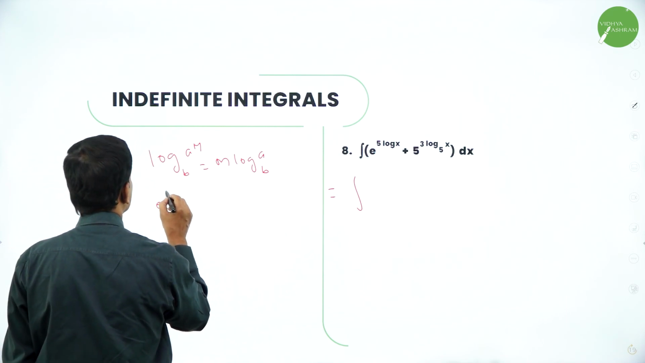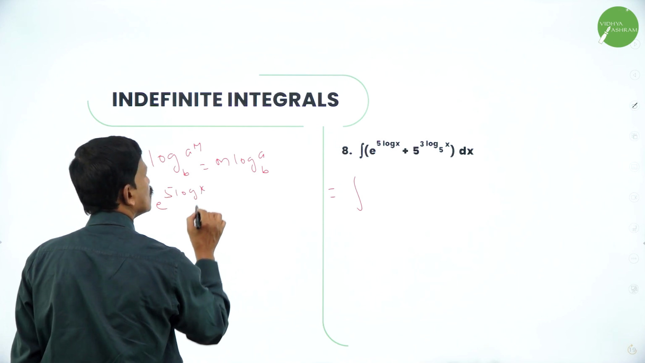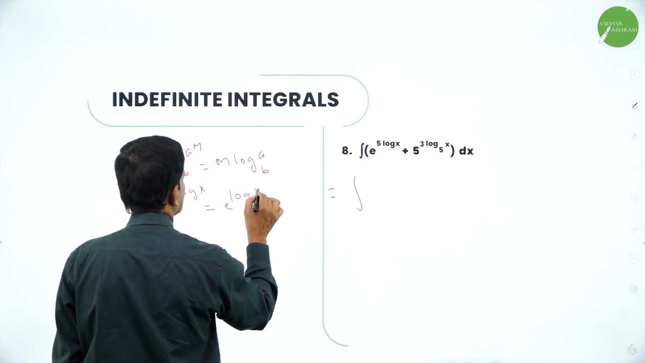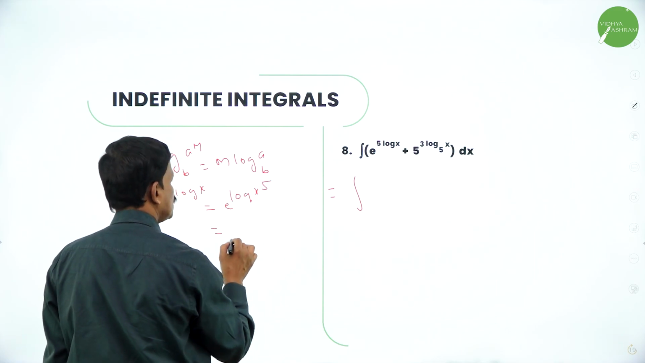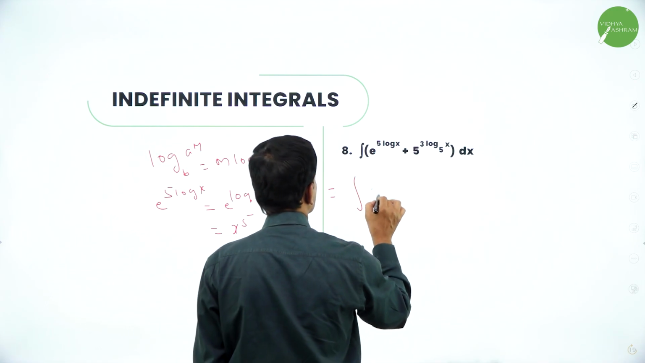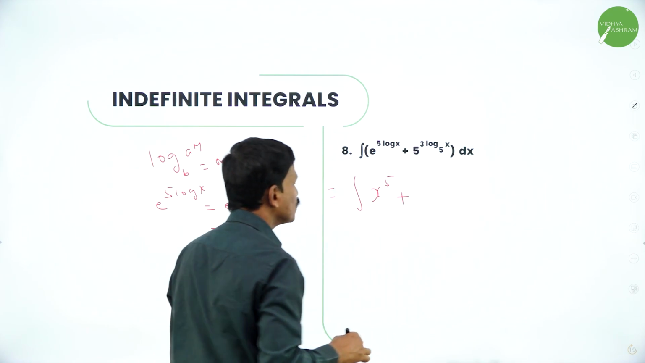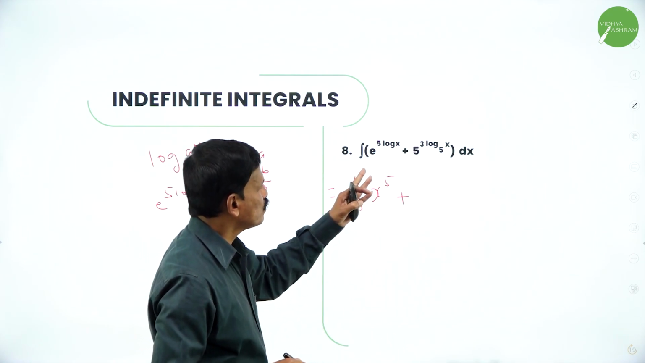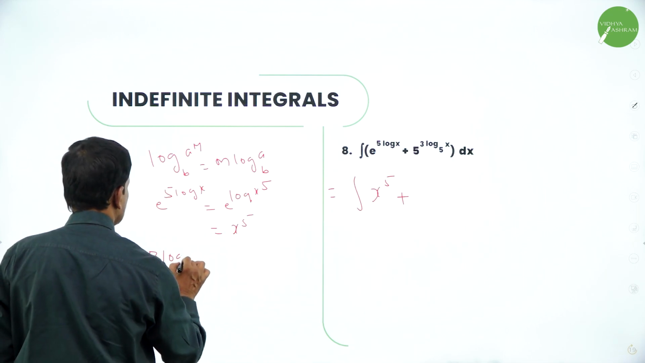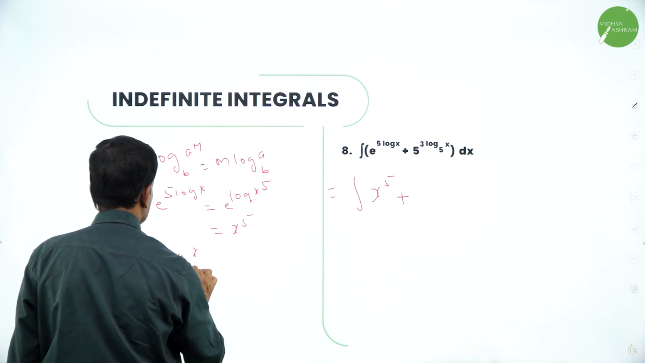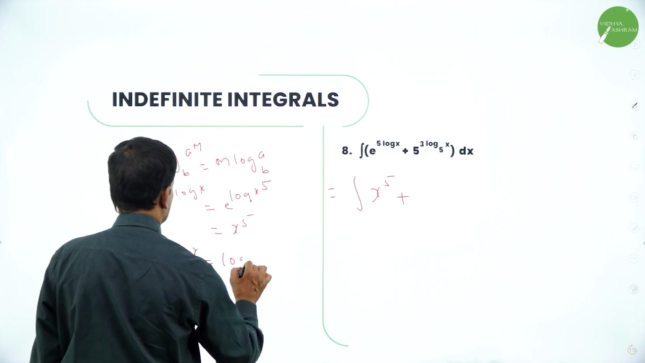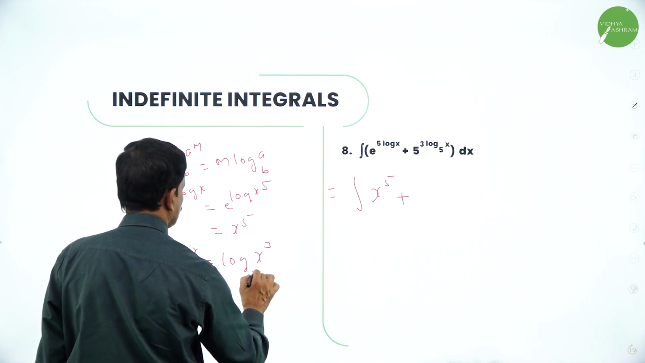So e to the power of 5 log x can be written as e to the power of log x to the power of 5. You know e to the power of log is equal to 1, so that's nothing but x to the power of 5. So this becomes x raised to 5 plus, again, 5 to the power of 3 log x to base 5. Again, 3 log x to base 5 is nothing but logarithm of x to the power of 3 to base 5.